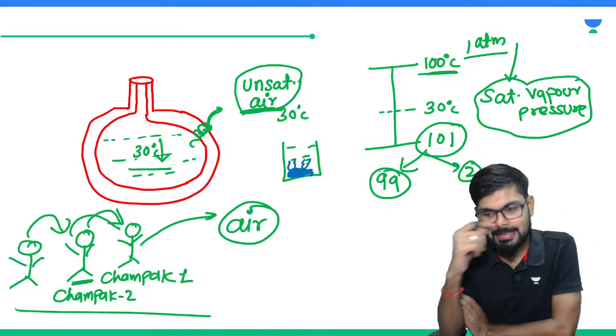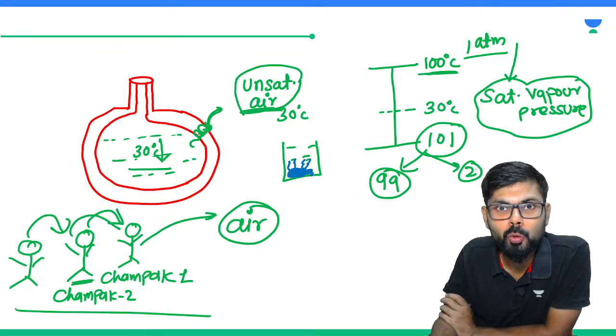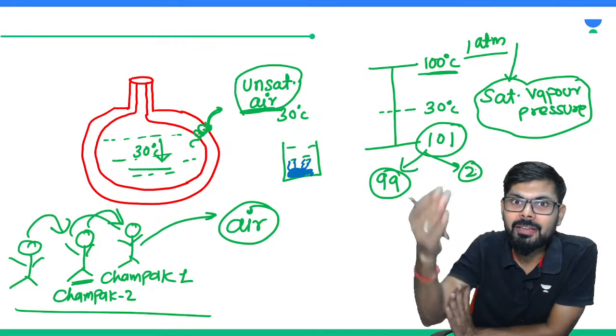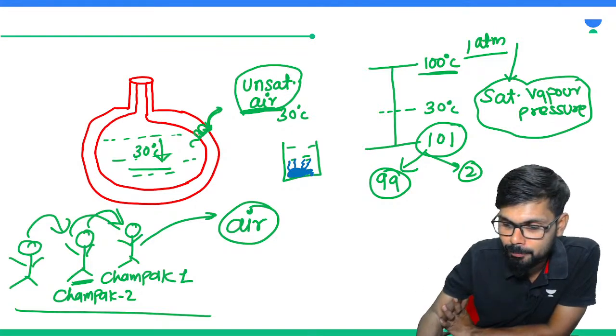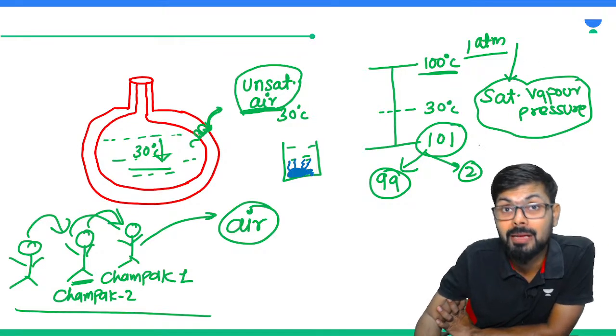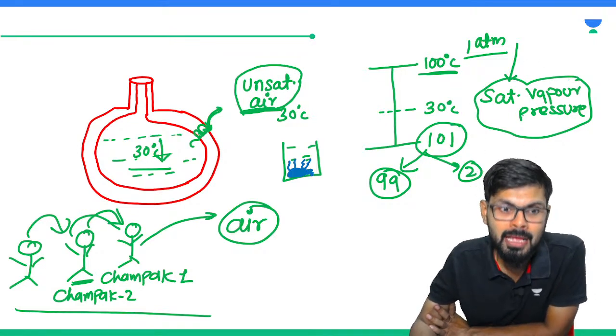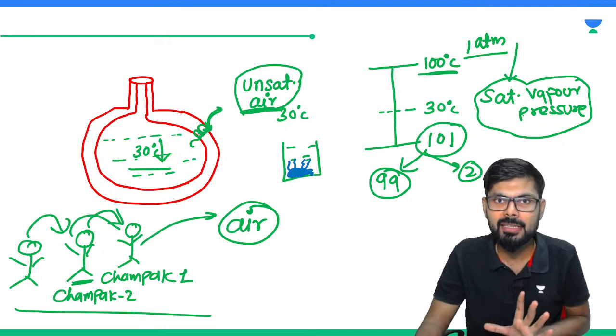If air is unsaturated and this pressure is 2, now if you add water vapor, then what will happen? Then this partial pressure will increase, and the value will be maximum when it becomes saturated. Is this point clear?